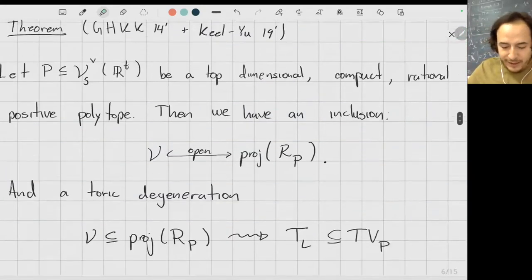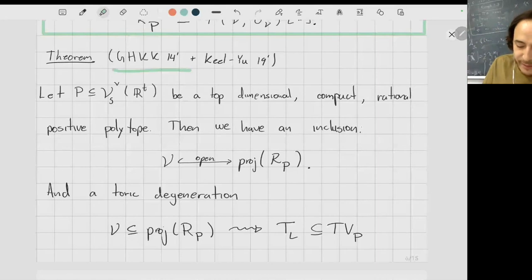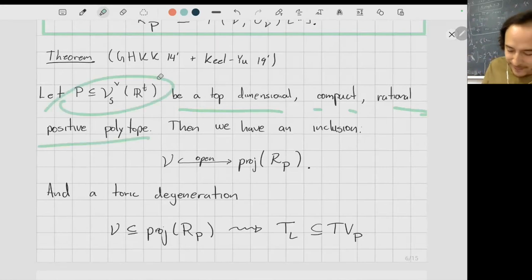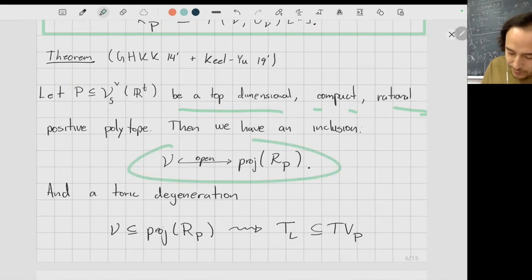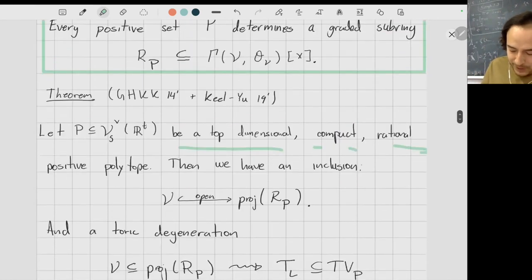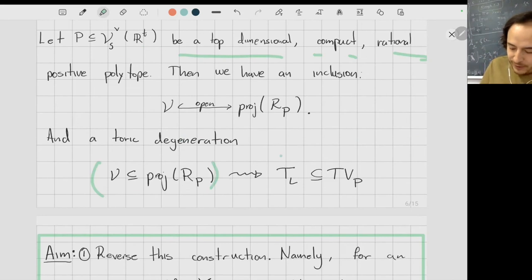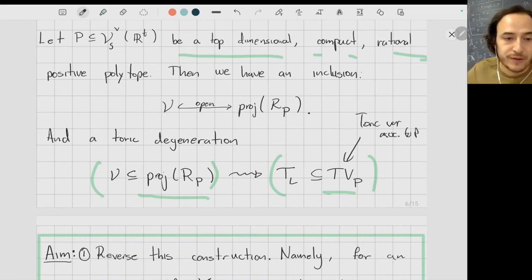Okay, so the theorem by Gross, Hacking, Keel, and Kontsevich, also using recent work by Sean Keel and Tony Yue Yu to remove some unnecessary assumptions that appear in GHKK, is that if I have a top-dimensional, compact, rationally defined positive polytope inside this real vector space, then we have an inclusion of V in the projective variety defined by this graded ring. So these graded rings allow me to obtain projective compactifications of V. I also obtain a toric degeneration: the projective variety associated to the graded ring degenerates to the toric variety associated to P. And the cluster variety degenerates to the defining torus of the toric variety.